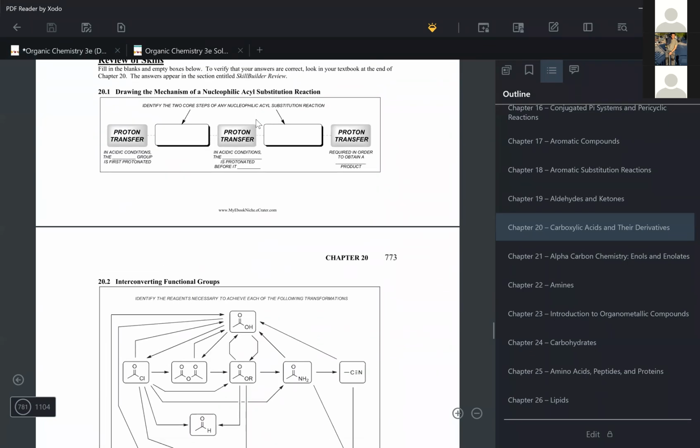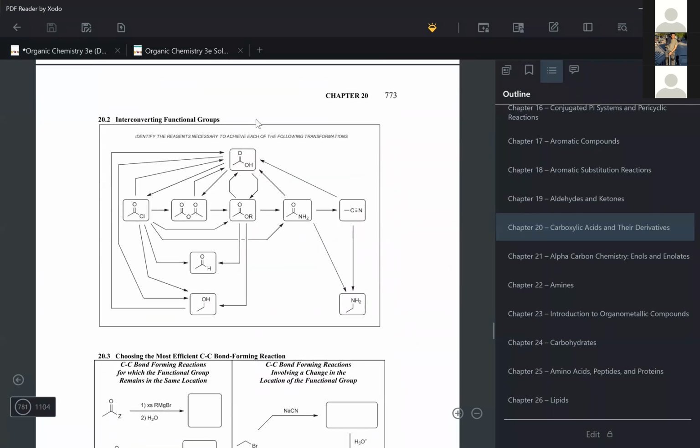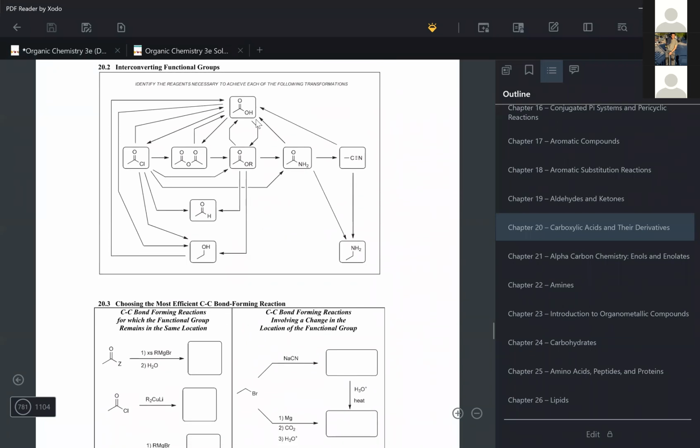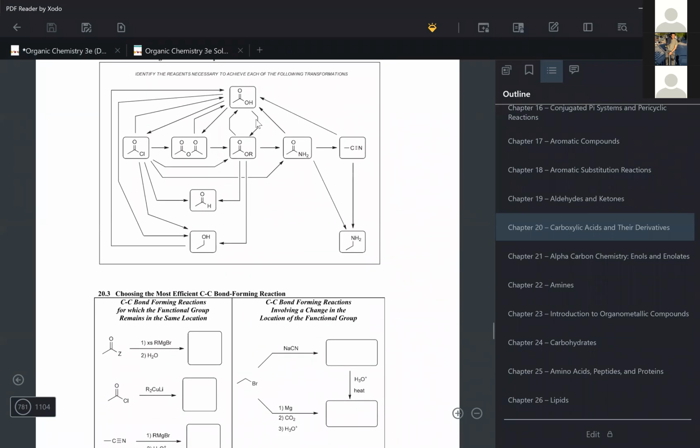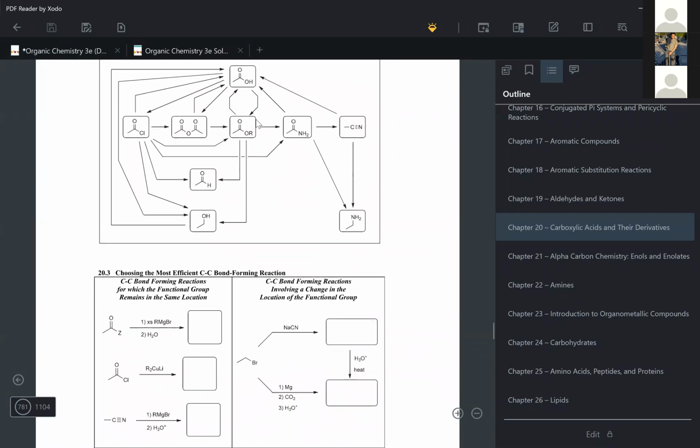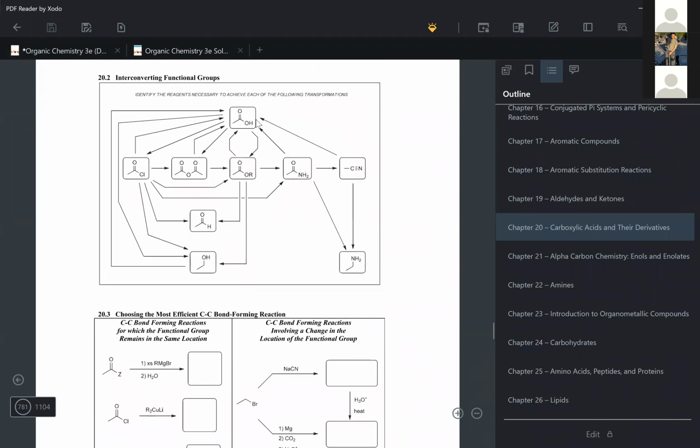So what I was talking about is in your solutions manual, at the beginning of the chapters, they have these blank fill in the reagent, fill in the product type questions. So here, for converting between functional groups, this is a good thing. You could just fill in the blanks here.